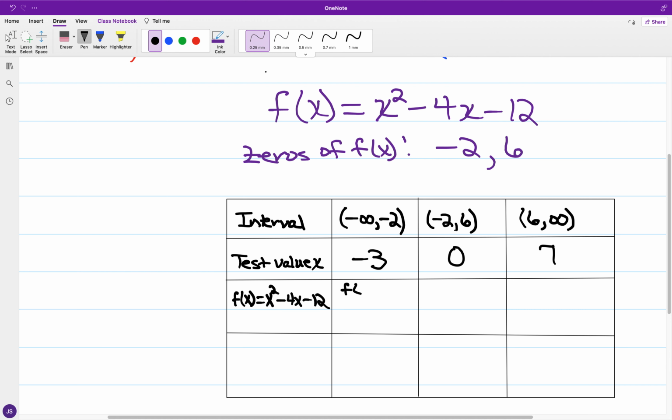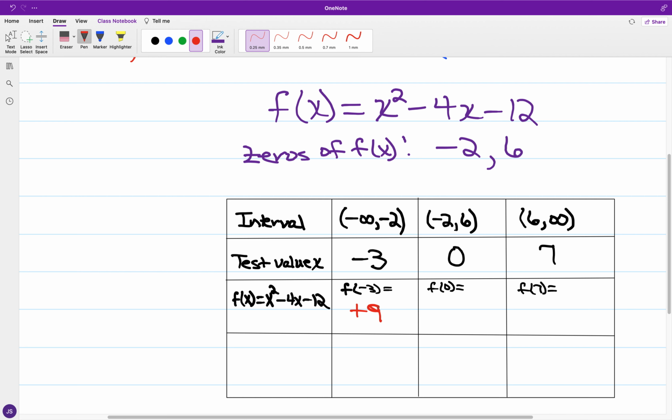So we're looking at f of negative 3, f of 0, and f of 7. Plugging in negative 3, what's going to happen here? Negative 3 squared is positive 9. Negative 4 times negative 3 is a positive 12. So 9 plus 12 is going to be 21. Then turn around and take away 12, take away just what I added. And so we're back to positive 9.